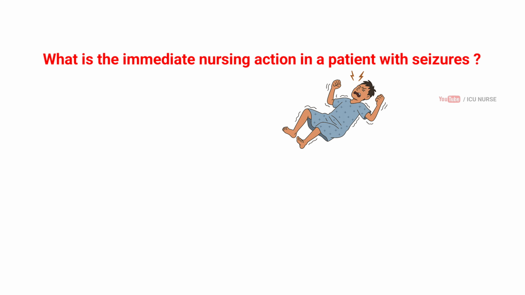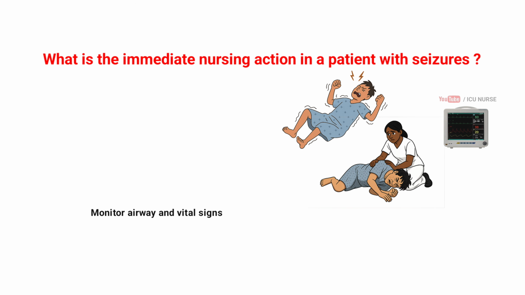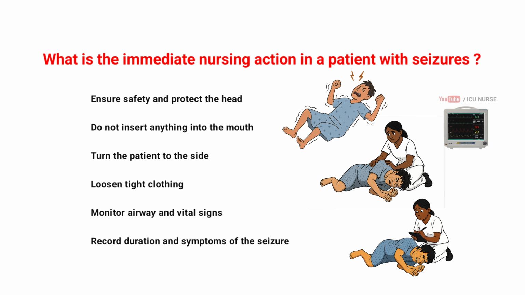What is the immediate nursing action in a patient with seizures? Ensure safety and protect the head. Do not insert anything into the mouth. Turn the patient to the side. Loosen tight clothing. Monitor airway and vital signs. Record duration and symptoms of the seizure.